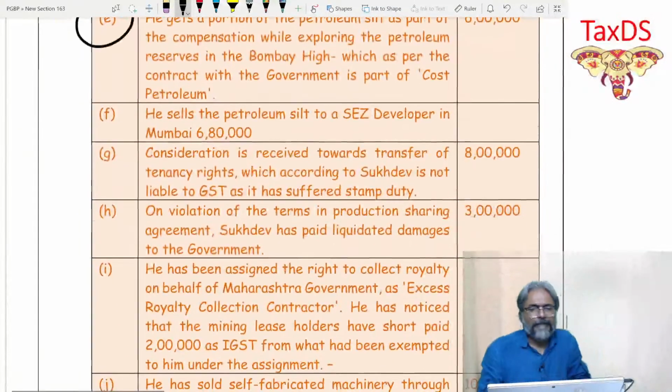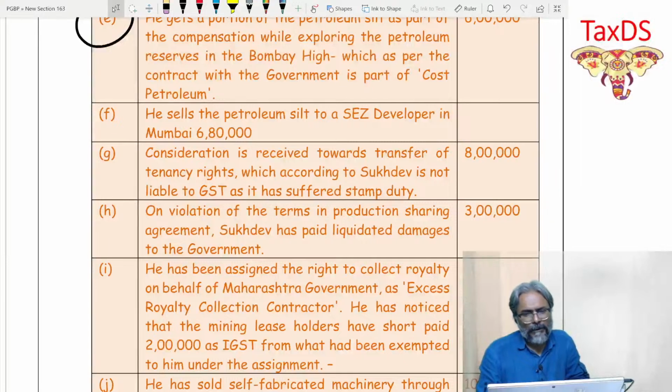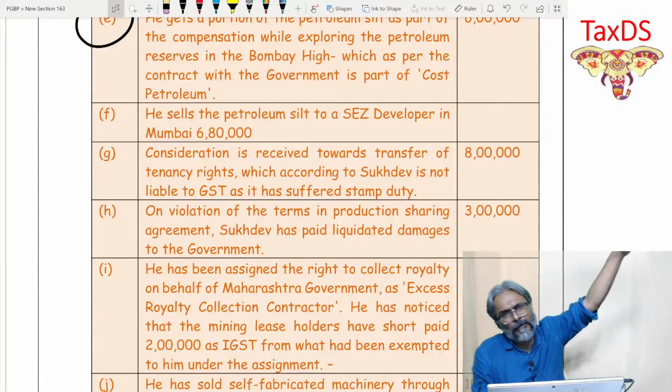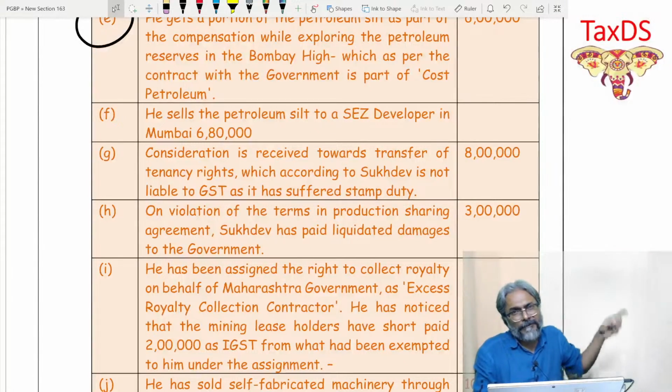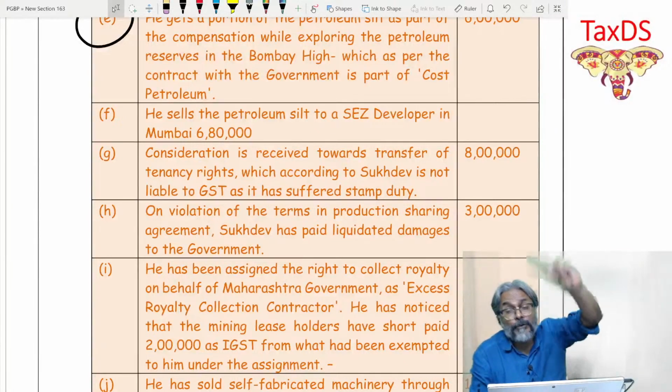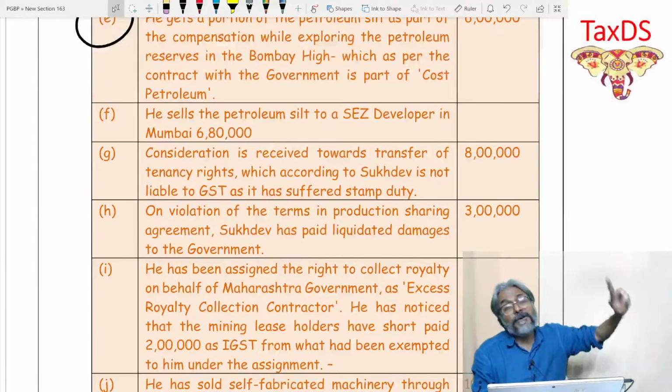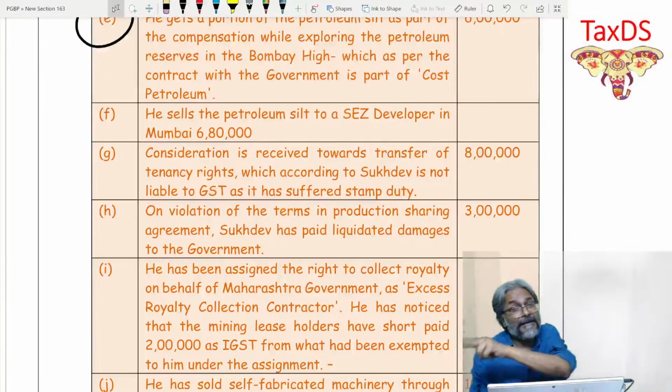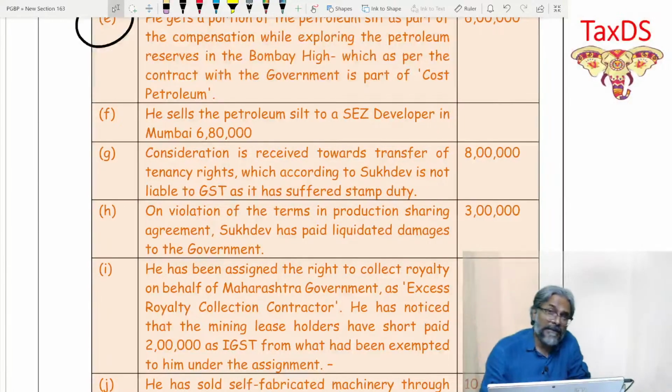Anyway, point number G. Consideration is received towards transfer of tenancy right. This also we have discussed. Transfer of immovable property versus transfer of tenancy right in the immovable property are two different things. If it is a transfer of immovable property, it is neither a supply of goods nor a supply of service. That is what we have discussed in the supply chapter. But if it is a transfer of tenancy right in that immovable property, then on that, students, will that be charged to GST? And the answer is yes.